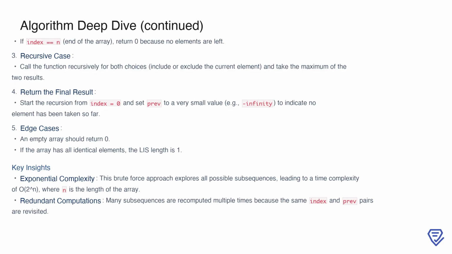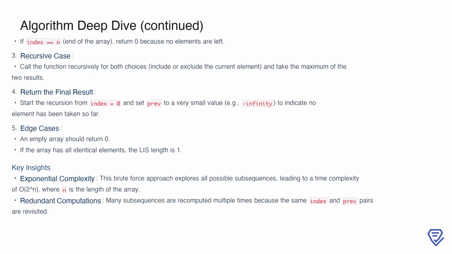For the recursive case, the function evaluates both possible decisions, including the current element, if it satisfies the condition, or excluding it. The result is the maximum of the two outcomes. To get the final result, we initiate recursion from index equals 0 and set previous to a very small value, such as -infinity, to indicate that no element has been added to the subsequence yet. There are some edge cases to consider. If the array is empty, the LIS length is 0. And if all elements in the array are identical, the LIS length is simply 1, as only one element can be taken.